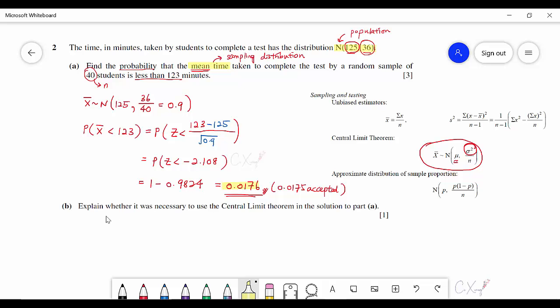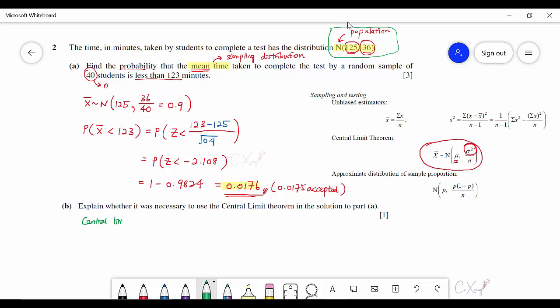Okay, right, then for part B, explain whether it was necessary to use a central limit theorem in the solution to part A. Okay, so whether do we need to apply the central limit theorem or not, generally we look at the population. So if you look at this one, the population is already mentioned that is normally distributed. When the population is normal, then we are not using the central limit theorem. So you can write it like this.